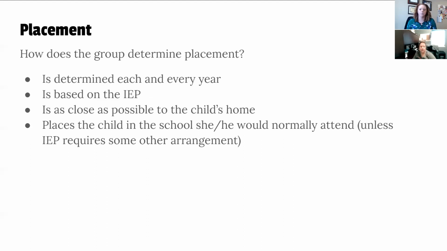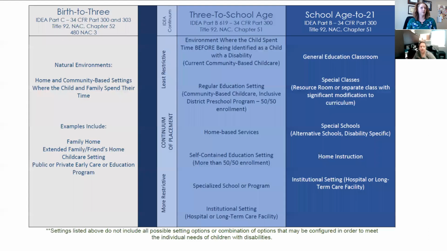It has to be based on the IEP and the goals and the services that the student needs to be successful. It should be as close as possible to the child's home, and hopefully would place the child in the school she or he would normally attend, say the neighborhood school as opposed to the school across town, unless that IEP requires some other arrangement. In an ideal world, that's what would happen, but sometimes because of the needs of the student or the services they require, that IEP might require some other arrangement.